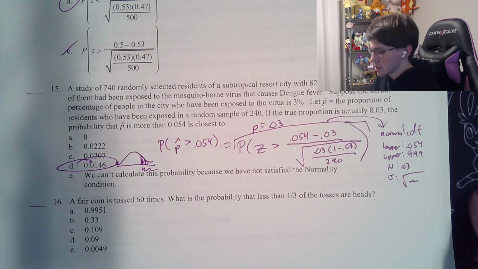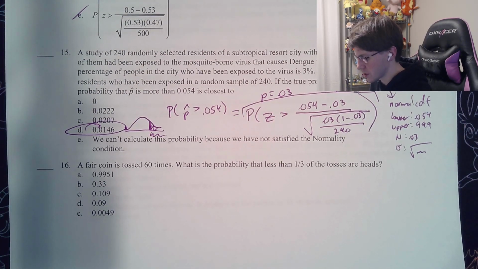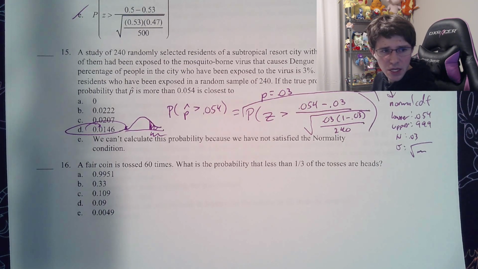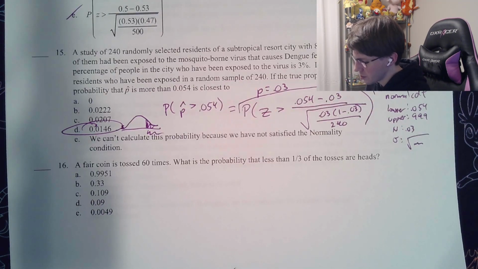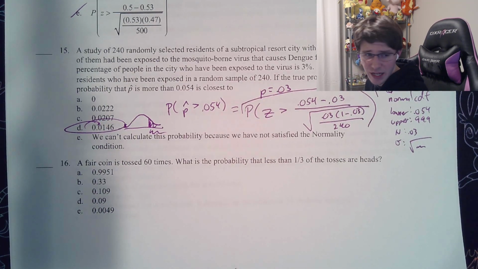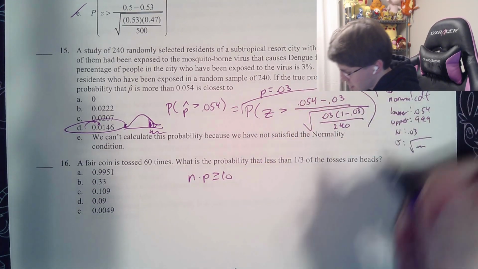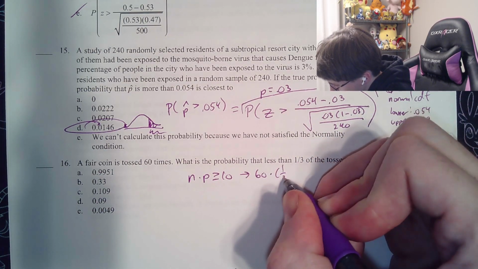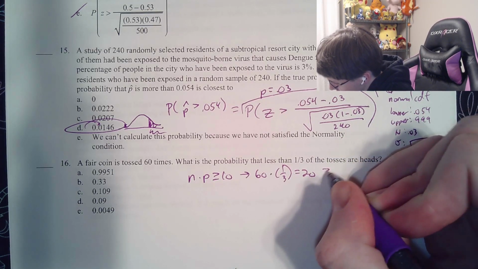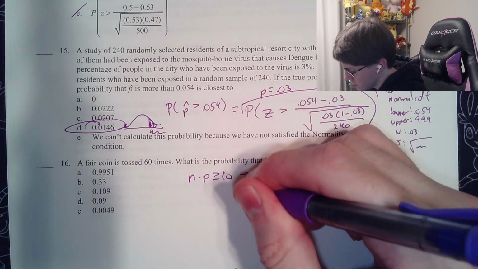Moving on, number 16. If a fair coin is tossed 60 times, what is the probability that less than 1/3 of those are heads? So basically, this question can be solved two different ways. However, the thing that we've been practicing here is n times p greater than or equal to 10. If that holds, you can use the normal distribution. In this case, we have 60 multiplied by 1/3, and we will get 20, and that is greater than or equal to 10. Because of that, we can use normal distribution.